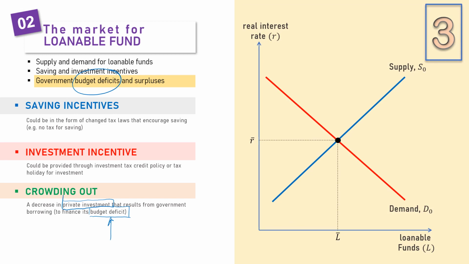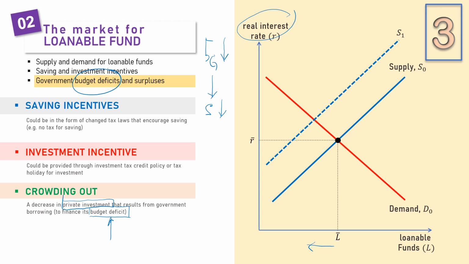As we already know, when there is a budget deficit, it means that the public saving, SG, is now lower. When SG is lower, meaning that the national saving will be lower as well. So look at the diagram. Since national saving is the main source of the supply of loanable funds, when saving is lower, the supply of loanable funds will be lower as well. So look, there is a shifting of the supply curve of loanable funds to the left, meaning that at every level of real interest rate, the loanable funds will now be lower.